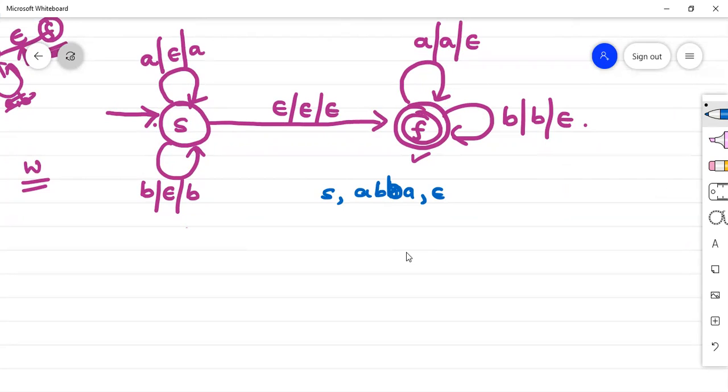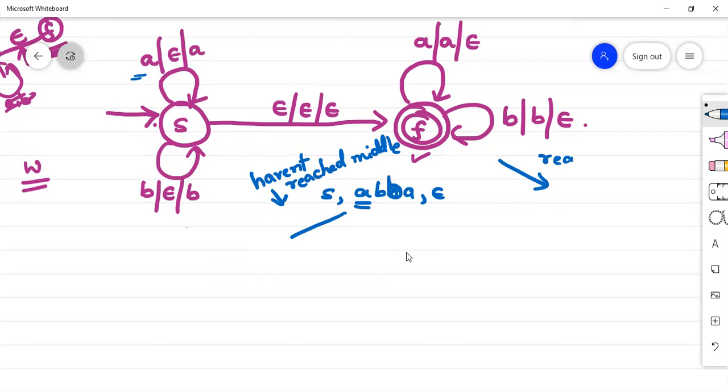At this point, on seeing A, you can assume that you have reached the middle, and also that you haven't reached the middle. So I'll take the left path, assuming that I haven't reached the middle, and the right path I can take, I have reached the middle. I hope this is clear. Left, assumption is haven't reached middle. And from here onwards, at every stage, my right path is going to be an assumption that I have reached middle.